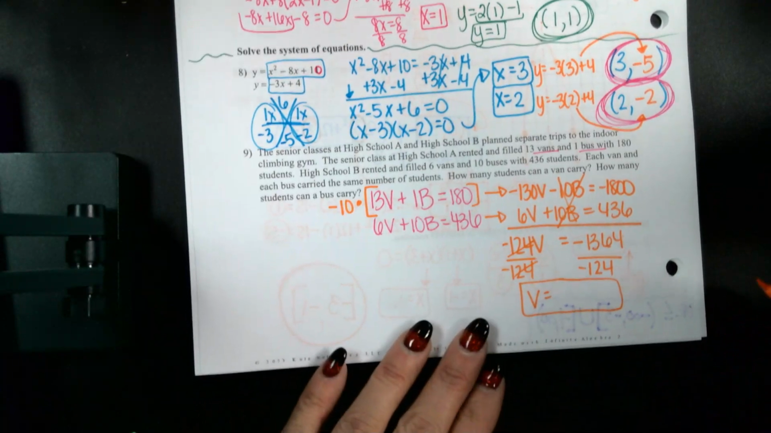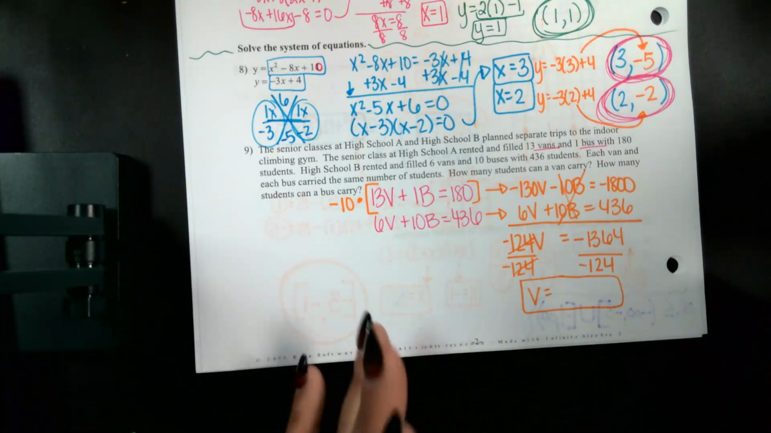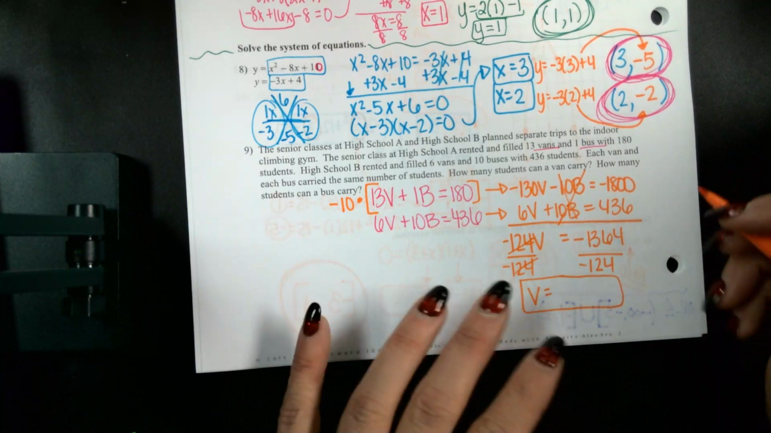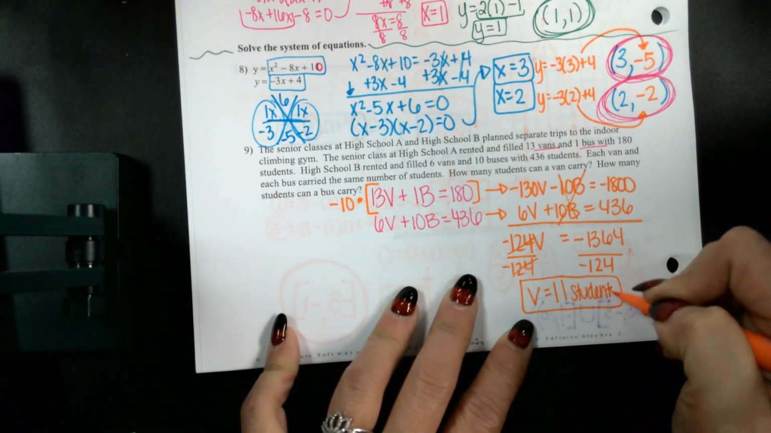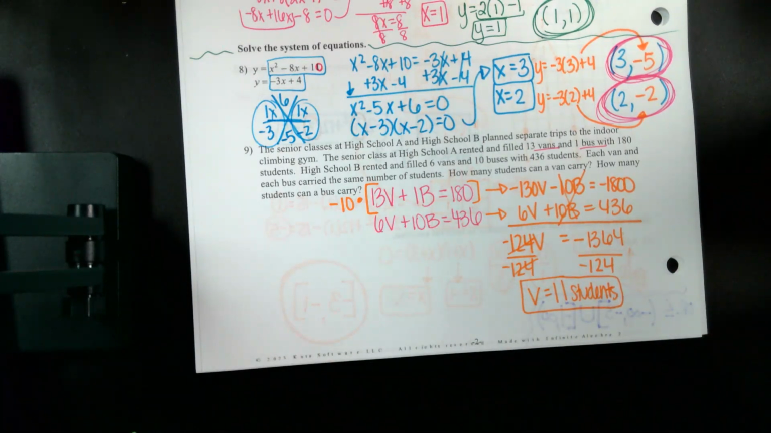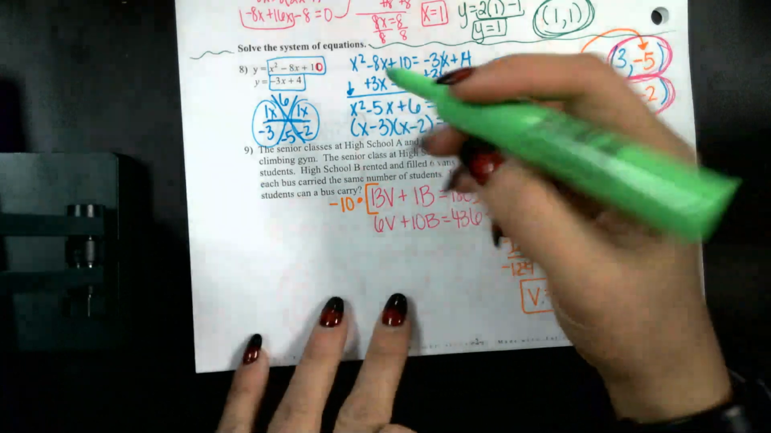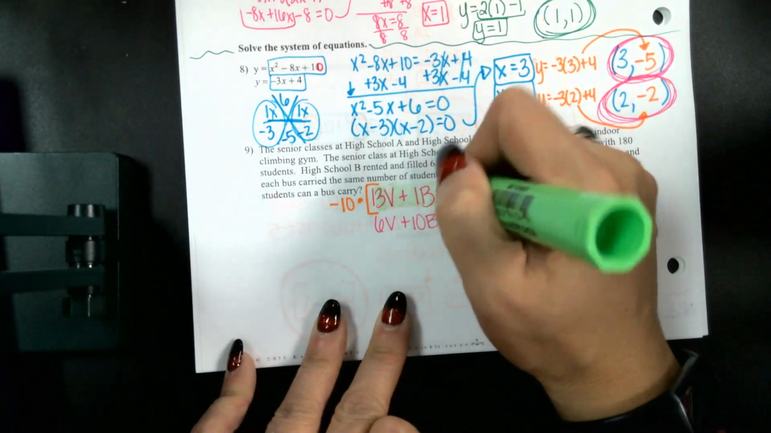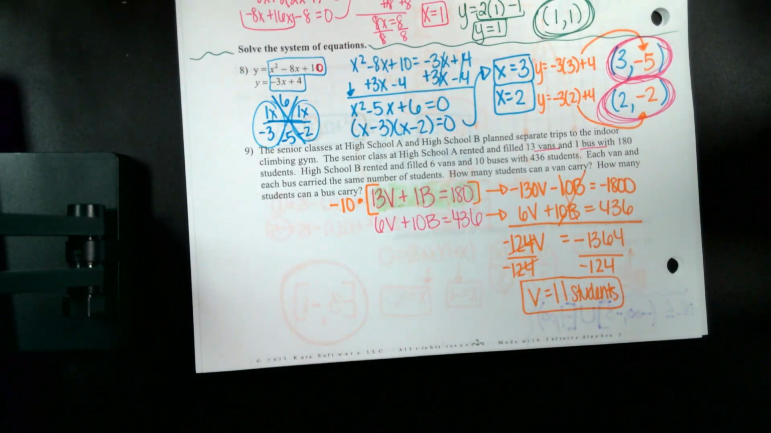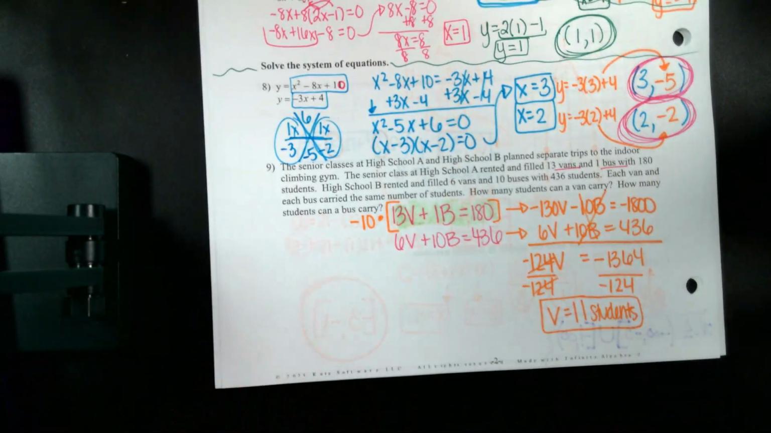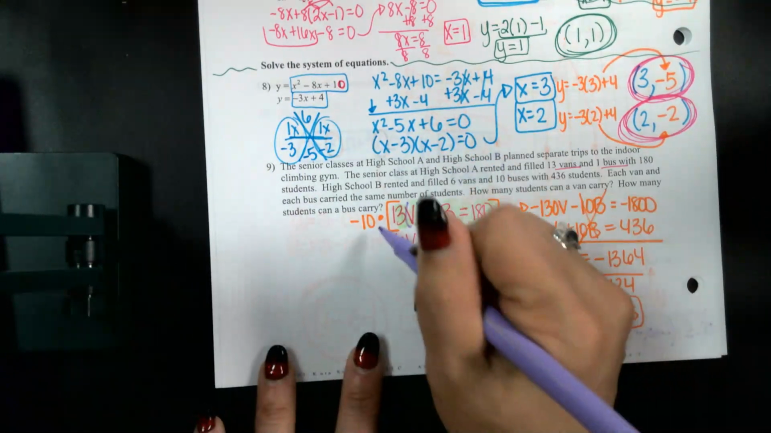So my answer that I'm about to get is how many students fit inside each van? 11 students. Okay, so that's how many students fit inside each van, but we still need to figure out how many students fit in each bus. So you have to take that 11 and plug it in somewhere. This one's going to be the easiest because there's a 1 in front of the B, which means we won't have to divide at the end. We can just plug in that 11 where this V is.